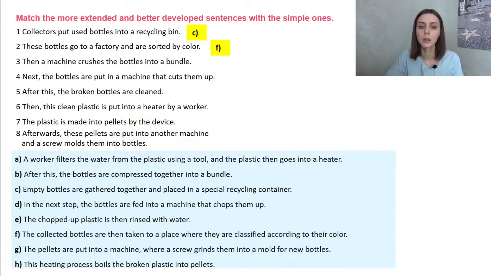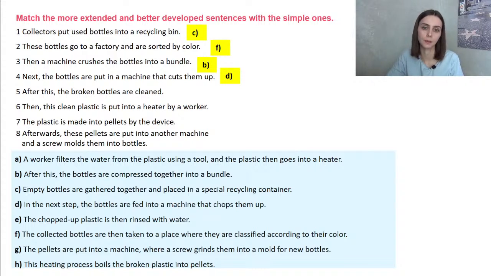So number 3, then a machine crushes the bottles into a bundle. The answer is B. After this, the bottles are compressed together into a bundle. Let's go to number 4. Next, the bottles are put in a machine that cuts them up. And the answer is D. In the next step, the bottles are fed into a machine that chops them up.